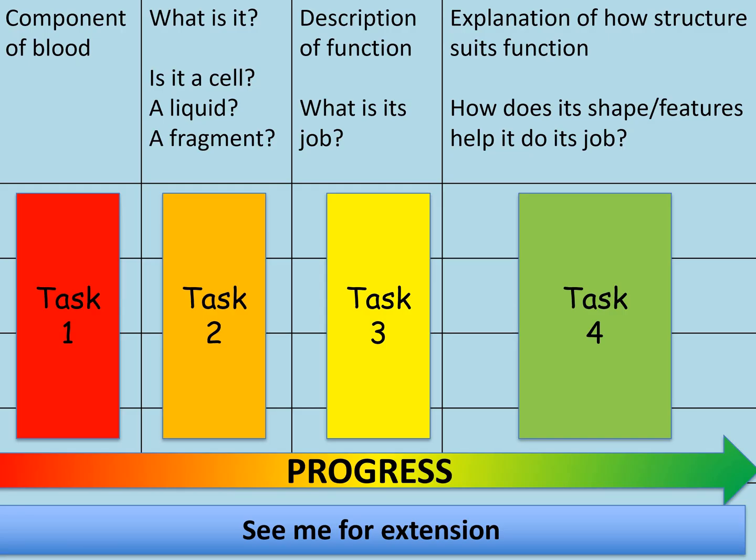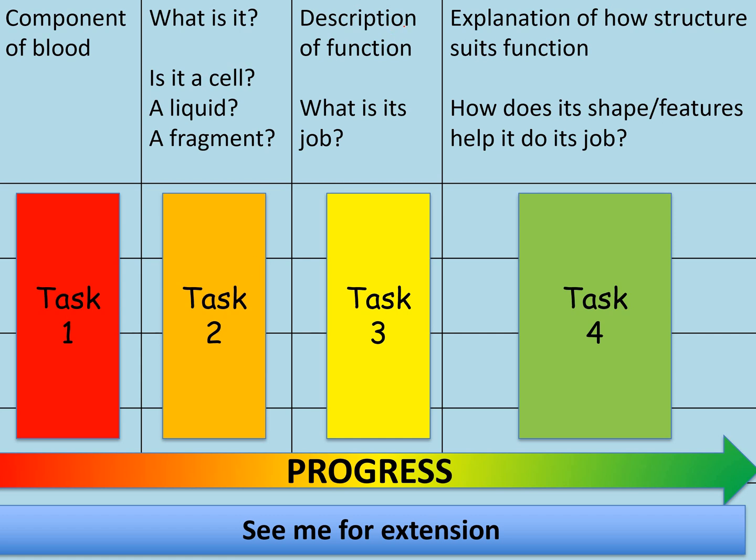So your job, you've got 4 tasks that you're going to do. You're going to draw out a table for me. In this table, it's going to have 4 columns. I want to know what the 4 components of the blood are. So this is task 1. So there will be 4 rows going across here as well as our title. I want to know what is it? Is it a cell? Is it a liquid? Is it a fragment? So that's task 2.